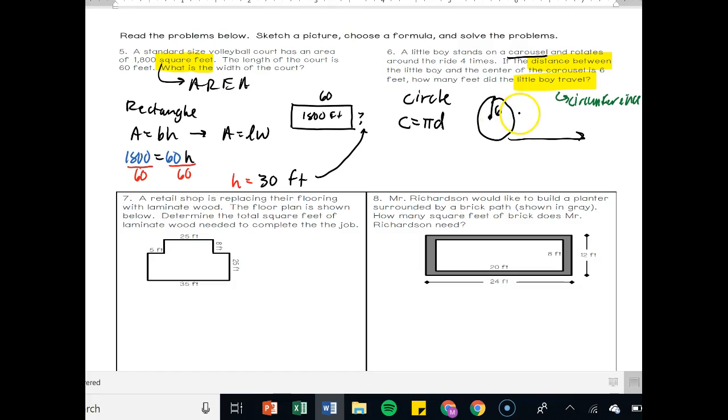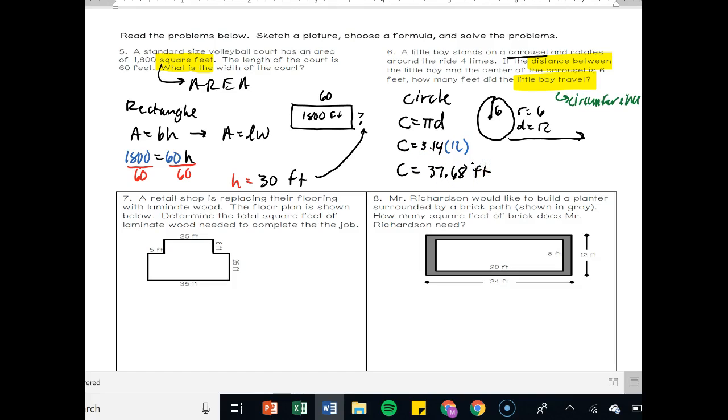So that's circumference. And now we plug in. Well, I got a radius of 6, so my diameter is therefore 12. So C is equal to 3.14 times 12. So the circumference of my circle is equal to 37.68 feet. But I'm not done.